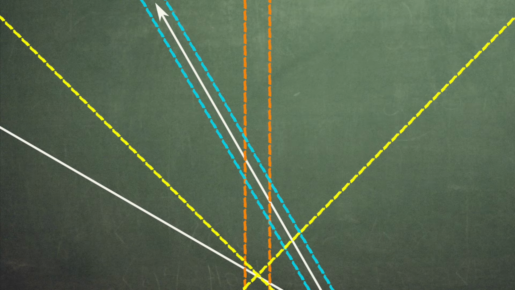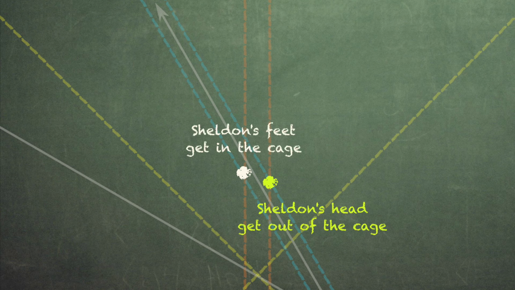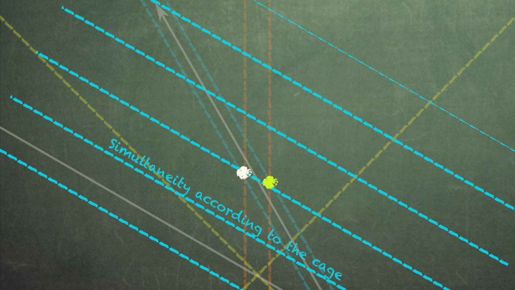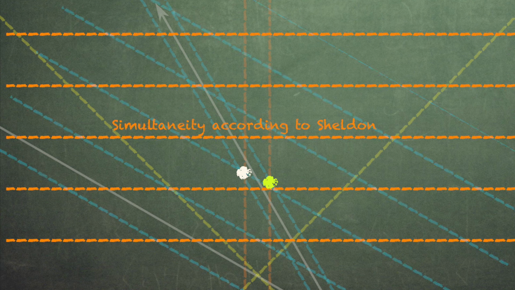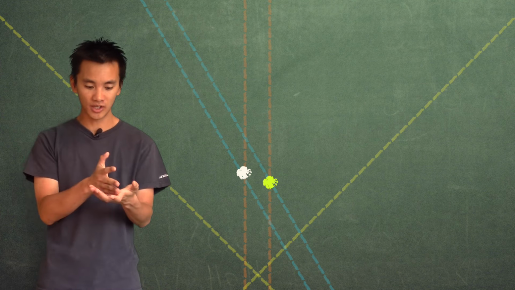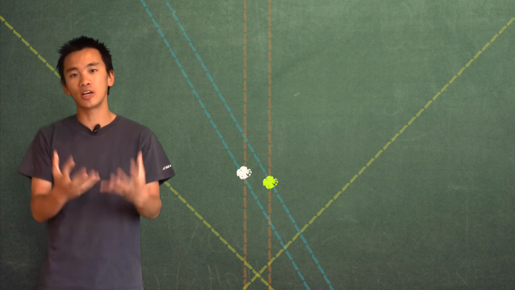Anyways, once this transformation is performed, we see that in Sheldon's frame, the temporal order of the events is inverted. His head comes out of the cage before his feet get in. Besides, we can draw slices of spacetime that the cage would consider to be simultaneous, and we see that these slices differ from Sheldon's slices of simultaneity. Moreover, we can see that whether Sheldon's feet have got into the cage or not when his head hits the end of the cage does not really matter.